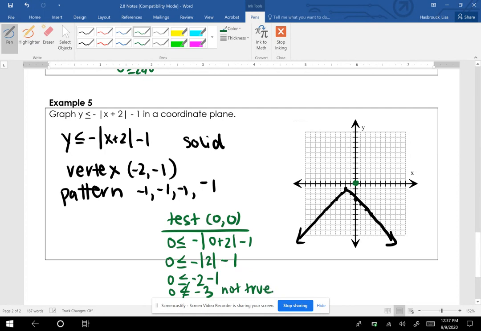Which means instead of shading on the outside of our absolute value graph, we are going to be shading on the inside. Once you're done shading, you are done with this problem.